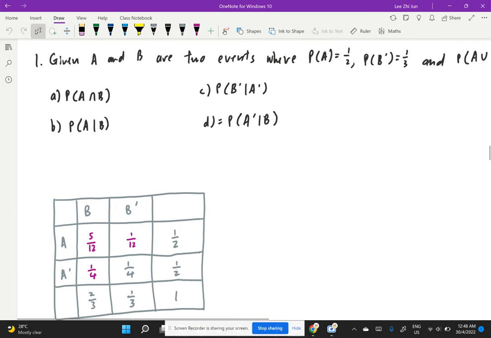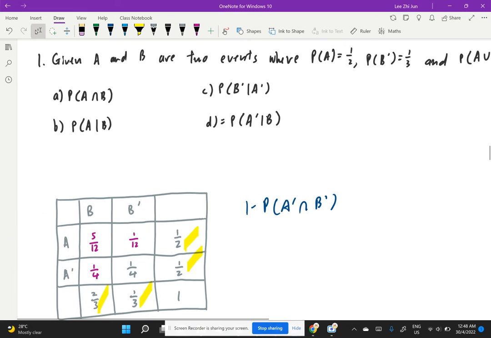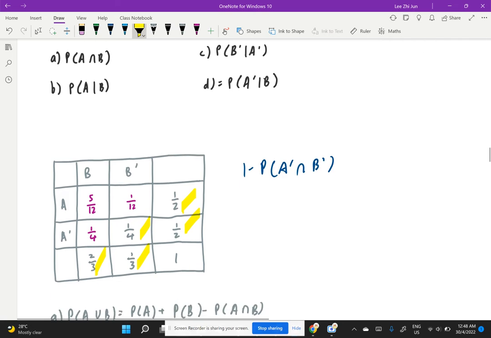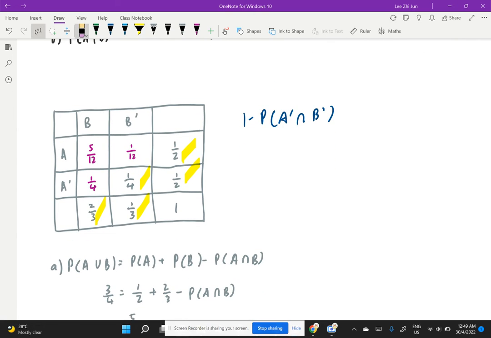Let me construct. P(A) is 1 over 2, so P(A') is also 1 over 2. P(B') is 1 over 3, so P(B) equals 2 over 3. P(A∪B) is 3 over 4. As you know, P(A∪B) is 1 minus P(A'∩B'). So P(A'∩B') is 1 minus 3 over 4, so I will get 1 over 4. This is what they gave.